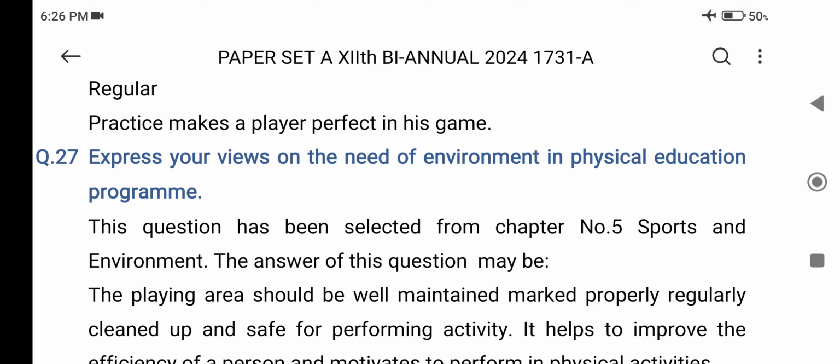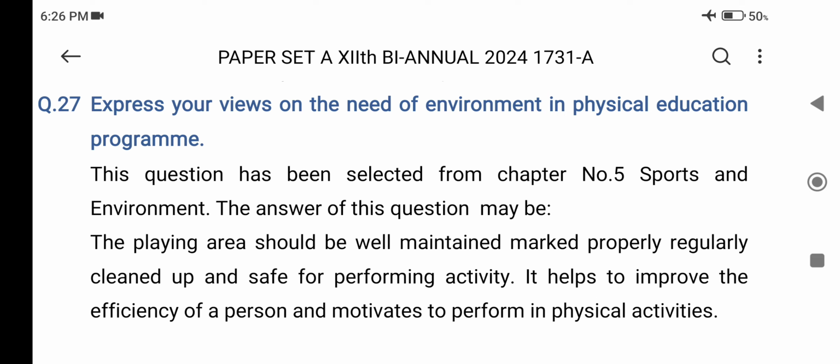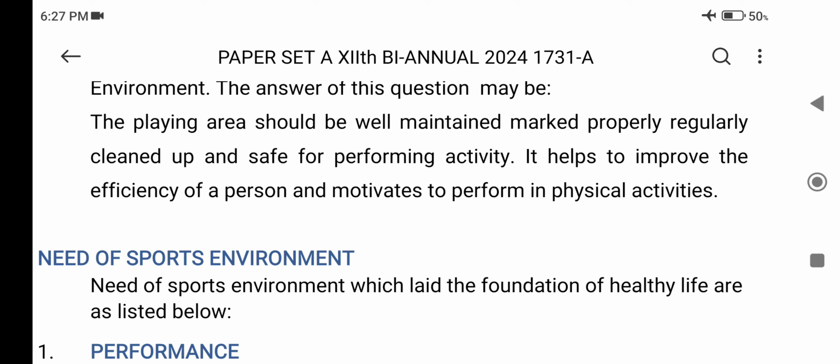Question number 27. Express your views on the need of environment in physical education program. This question has been selected from chapter number 5, Sports and Environment. The answer of this question may be: the playing area should be well maintained, marked properly, regularly cleaned up, and safe for performing activity. It helps to improve the efficiency of a person and motivates to perform in physical activities.